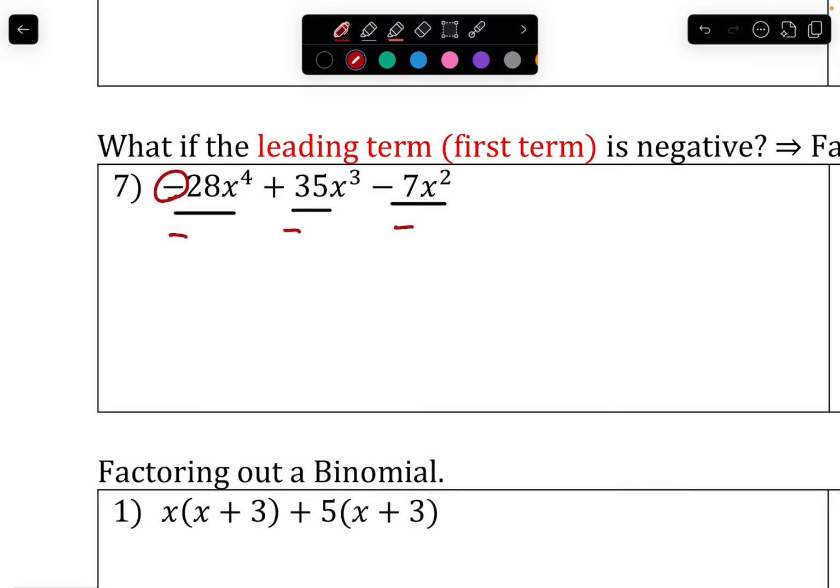Okay, and then now, just like we were before, looking at your coefficients, we've got 28, 35, and 7. 7 is the smallest, so we're going to try that. 7 does divide the other numbers, so now we're ready to look at the variables. We have x4, x3, x2. x2 is the smallest.